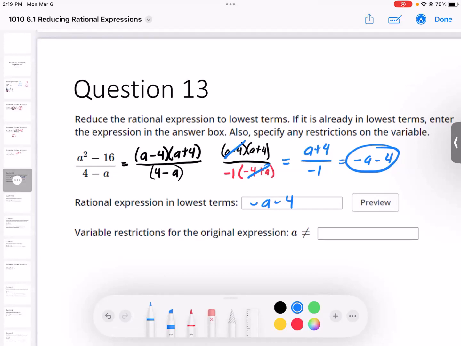Okay, now the second part is what we were talking about, how you have to restrict what the variable can be so you don't get division by 0. And notice that it's the variable restrictions for the original expression. So you don't look at the simplified one, you look at the original expression, and it's easiest if you look at it in factored form. So you look at it and you say, okay, well, what values of a would create division by 0?